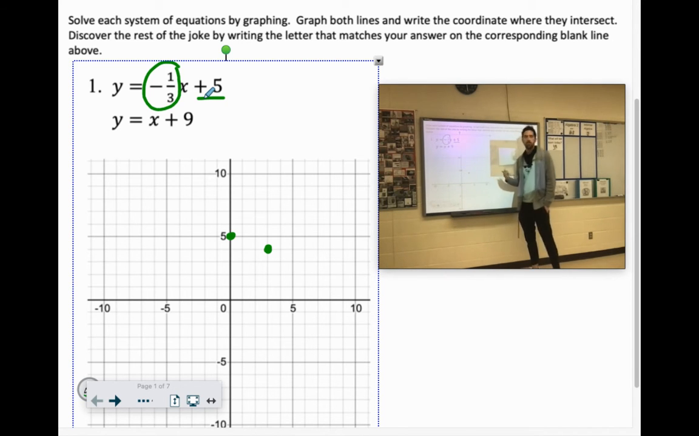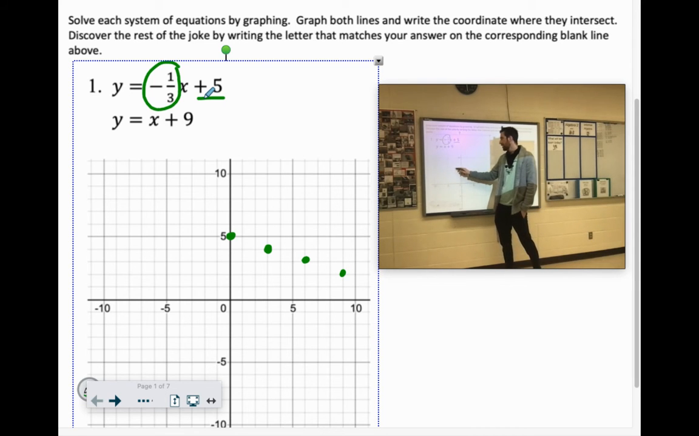Now, if you had a ruler, you could use the straight edge of a ruler and make that line very straight with just 2 points. I don't have a ruler, can't use one up here. So I'm going to keep going down 1, right 3. We could also go up 1 and left 3. So here would be our first line.